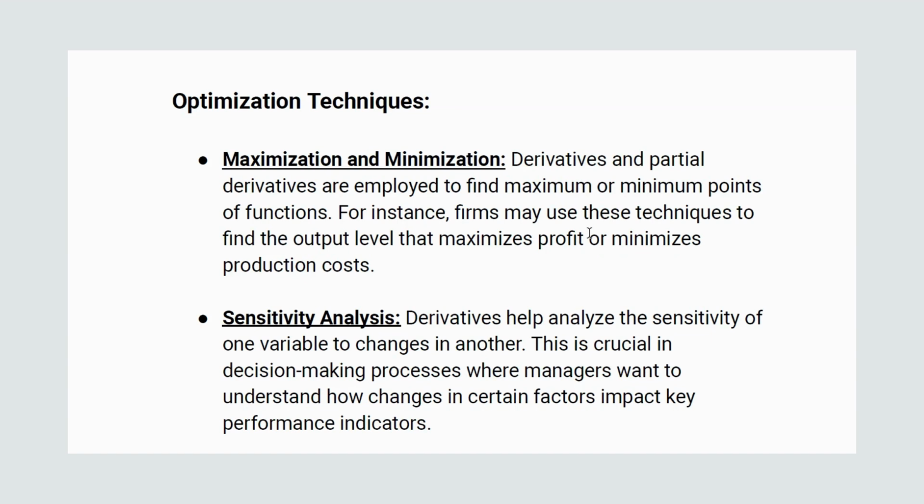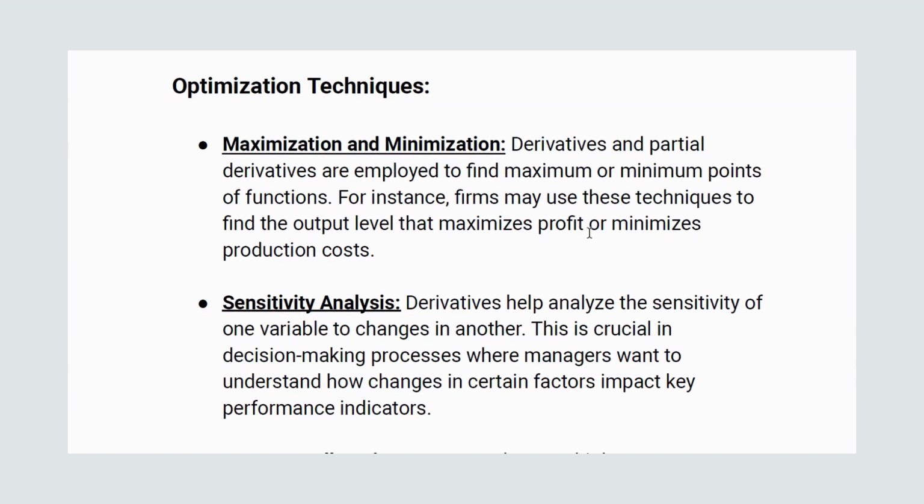Derivatives and partial derivatives are employed to find maximum or minimum points of functions. For example, firms may use these techniques to find the output level that maximizes profit and reduces the cost of production. They also play a crucial role in sensitivity analysis, because derivatives help to analyze the sensitivity of one variable to changes in another. So derivatives are crucial in the decision making process because they help the manager to understand how changes in certain factors impact key performance indicators.